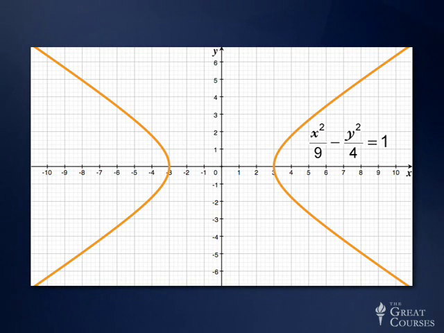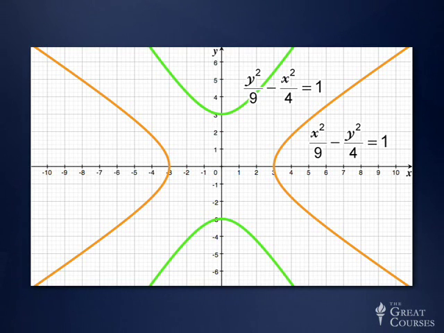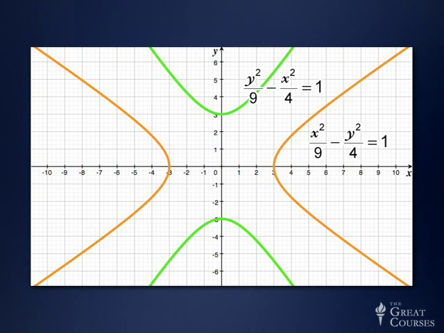And in contrast, I want to look at the graph of this equation. y squared divided by 9 minus x squared divided by 4 equals 1. Look at the graph now of that equation and compare it to the graph of the first. Notice that they look very different, and all we did was switch the role of the x squared and the y squared in the equations. Do you see the difference?